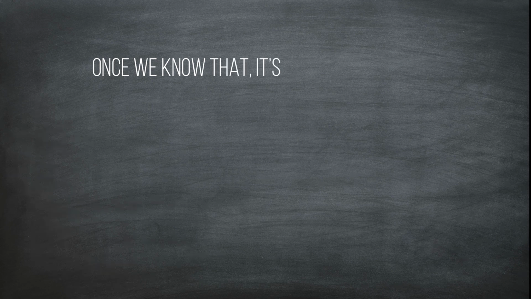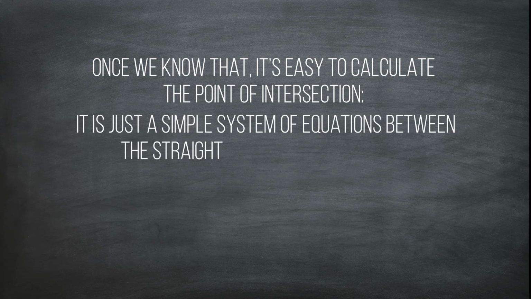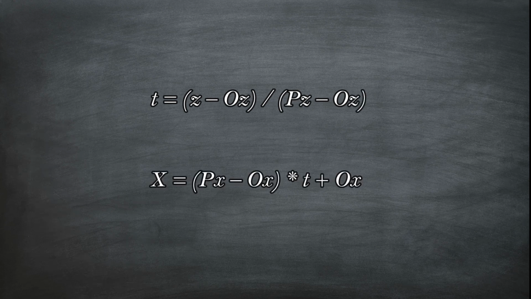Once we know that, it's easy to calculate the point of intersection. It is just a simple system of equations between the straight line R and the plane Z. We obtain t equals (z minus z of O), all divided by (z of p minus z of o), and the correspondent value of x on the plane will be the previous equation with the t value just calculated.